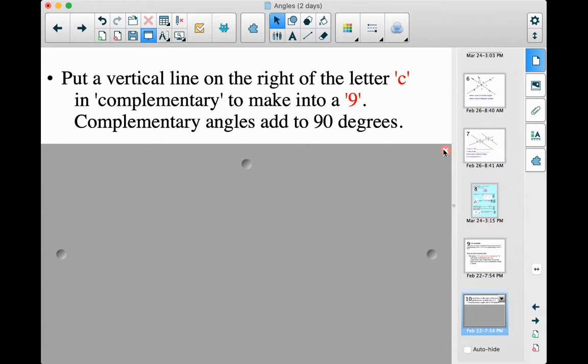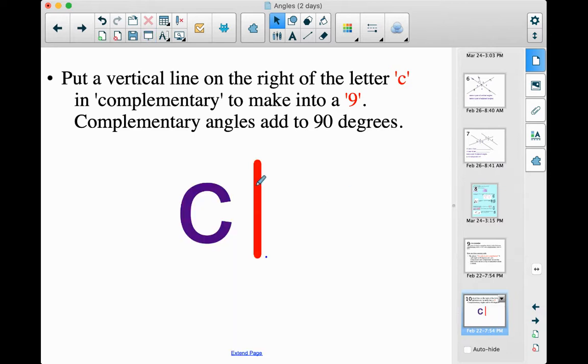Method number 2. If you take the letter C and you put a vertical line down on the right side, you get a 9. 9 hopefully reminds you of 90 and complementary angles. So you can picture that C turning into a 9 for 90.